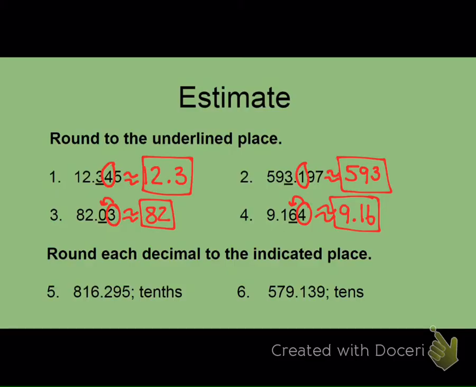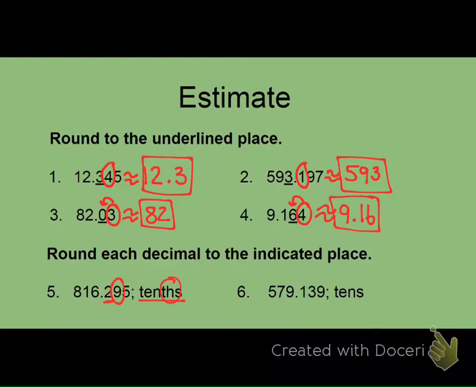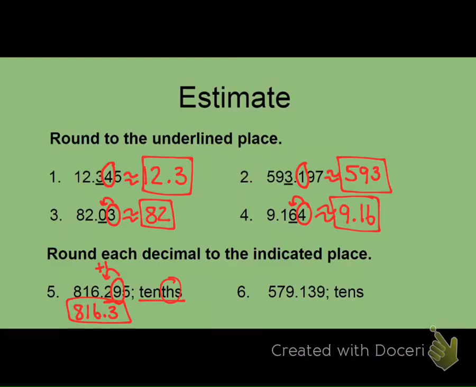All right, number 5 is asking us to round to the tenths. We know it's going to be a decimal. So we're rounding to that 2. I'm circling the digit to the right. That 9 is going to make that 2 get bigger. That's why I write +1. So our new value, the 8 stays there, the 1 stays there, the 6 stays there. The only thing that's going to change is that 2. The 2 is going to change to a 3. So we have 816 3/10.